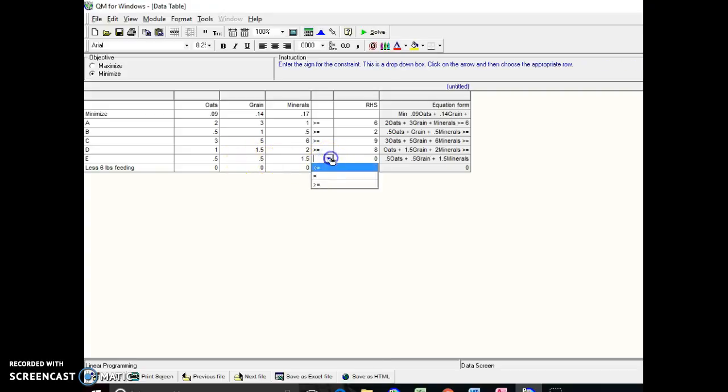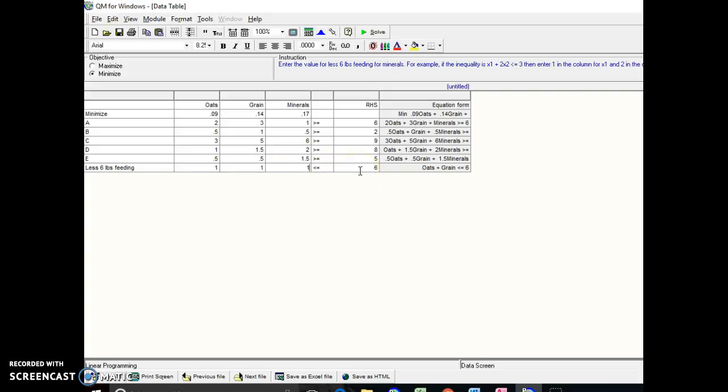And then that has to be greater than 5. And lastly, we want to make sure that they have less than 6 pounds. So that's actually going to be less than. And we code that for the algebraic equations as we had discussed in class.